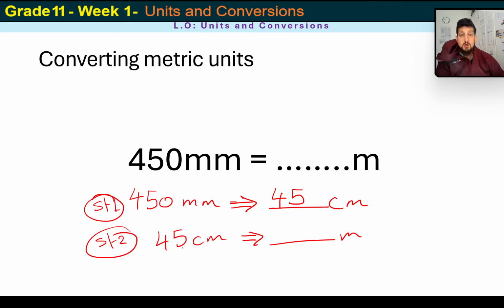Well, I know that in 1 meter, there are 100. So it's going to be less than a meter because I have less than 100. In fact, I have about half a meter. Not quite half. I have 45 centimeters. So it's going to be divided by 100, which equals 0.45 meters. Okay? So the answer is 0.45.